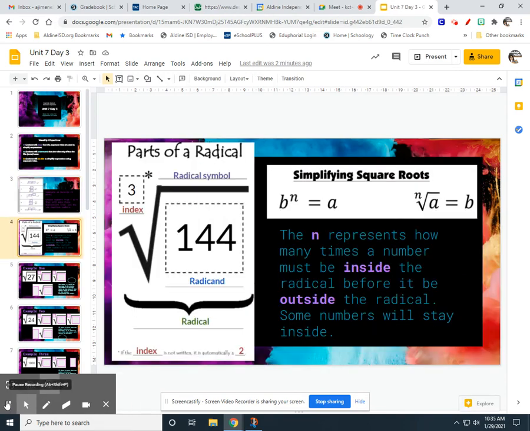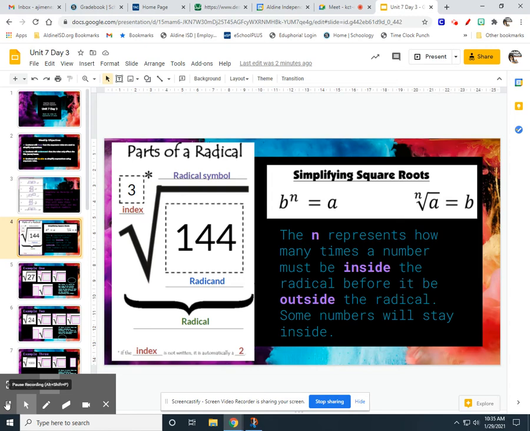Okay, so here are the parts of a radical. You have the radical symbol, which you call square root when there isn't an index. An index tells you how many times you want to see that number repeated inside so that it can come outside of the square root. The radicand is what is inside the square root or the radical symbol. I'm going to say radical because I need to use the correct terminology. The radical is the whole entire thing. If the index is not shown, then it's automatically going to be a 2. So I'm going to be simplifying square roots to begin with.